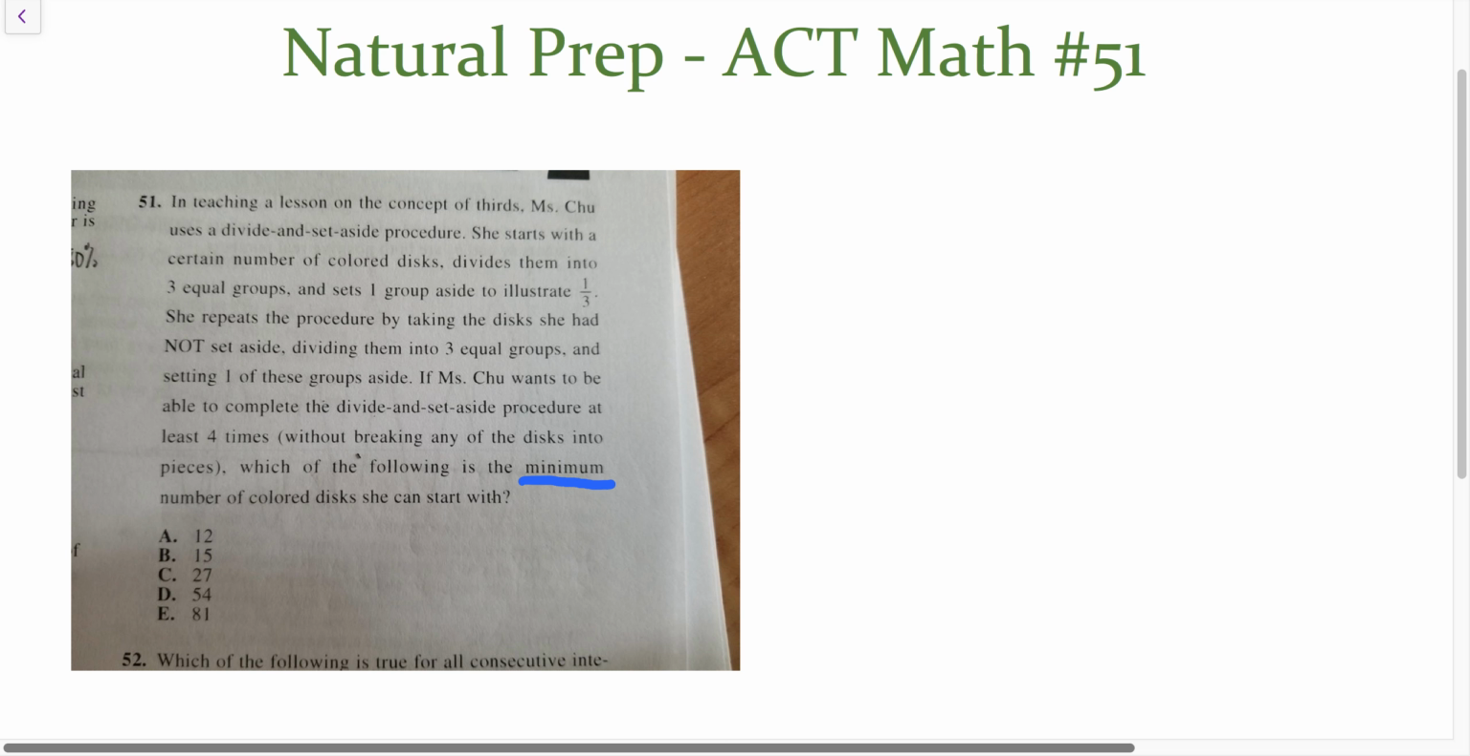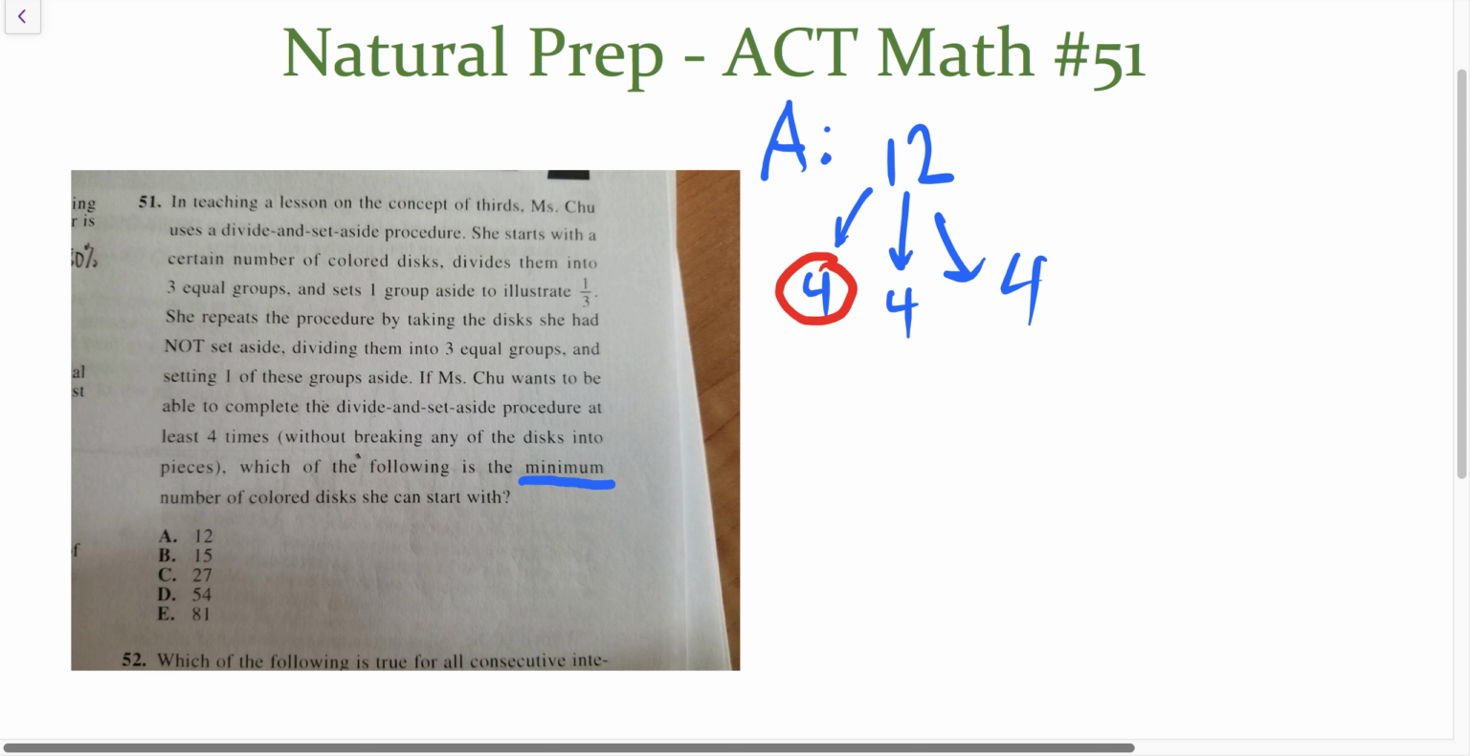And so with A, she starts with 12, and then she divides them into thirds, right? So then she's going to divide it into 4, 4, and then 4. And then she takes and sets this aside.